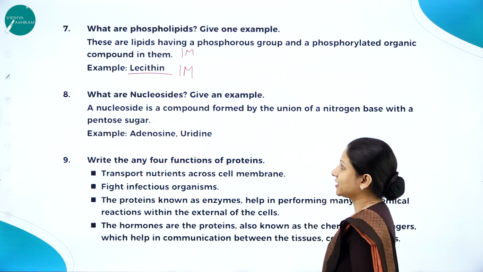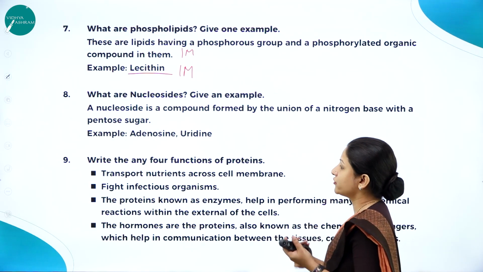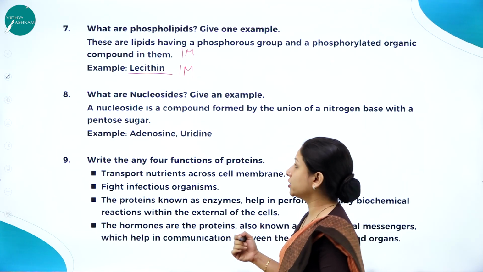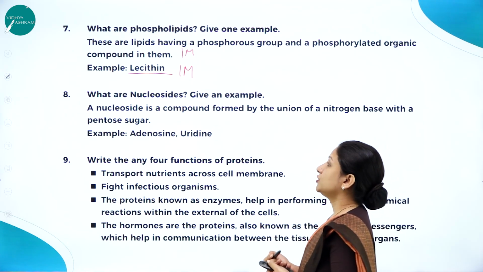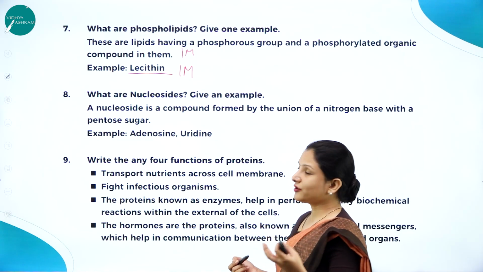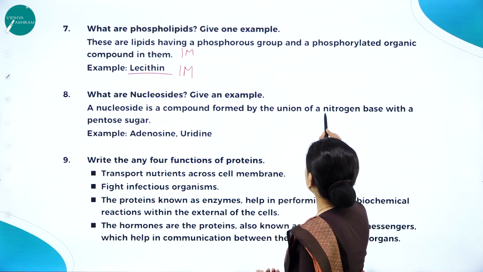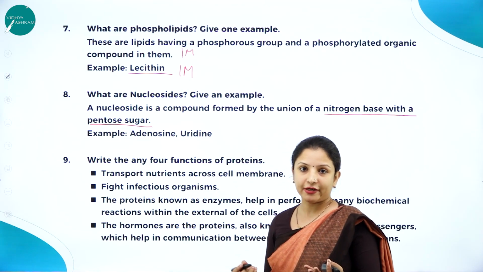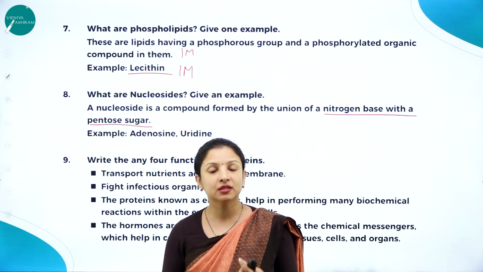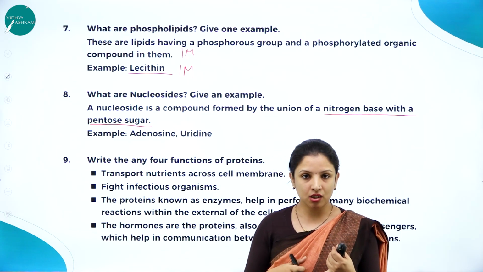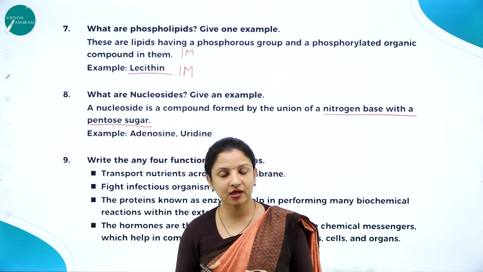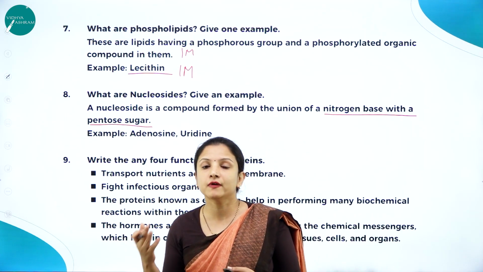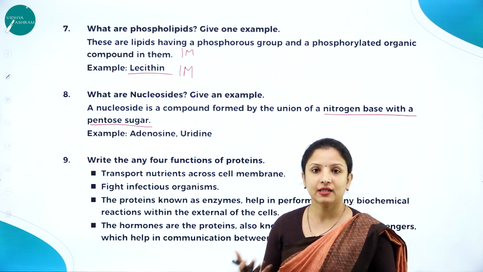Next, what are nucleosides? Give an example. This is also a very important question. Nucleosides, nucleotides, the structure of proteins, all these are very important questions from this particular chapter. A nucleoside is a compound formed by the union of a nitrogen base with the pentose sugar. Say, for example, we have a nitrogen base. What are the nitrogenous bases in DNA? It is adenine, guanine, cytosine and thymine, right? If it is RNA, it is adenine, guanine, cytosine and uracil, because RNA will not have thymine. Instead of thymine, they'll have uracil.